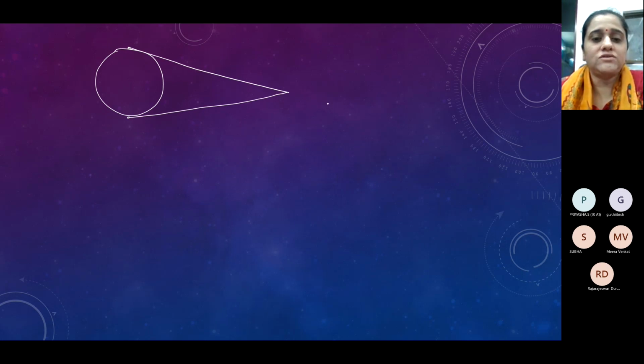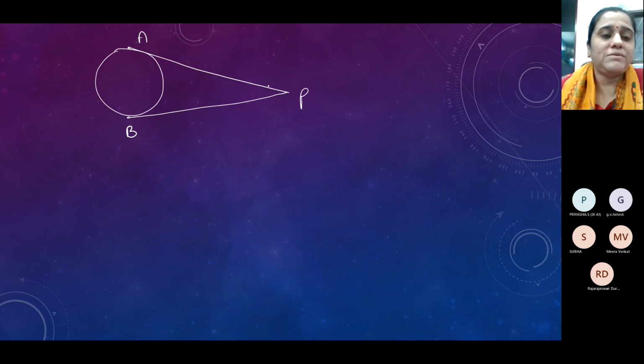So these are the equal tangents from the external point P. PA and PB are the tangents. Listen to me, you can write down later. We'll recall: PA and PB are the tangents from the same point P, so they're equal. So PA is equal to PB. This is the center O.